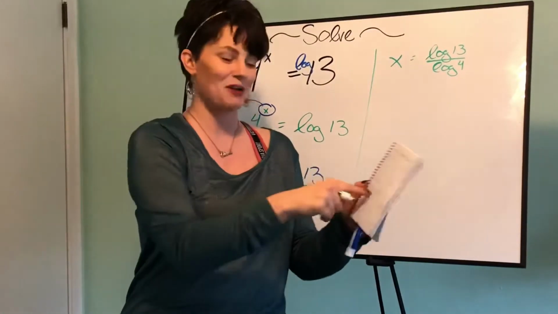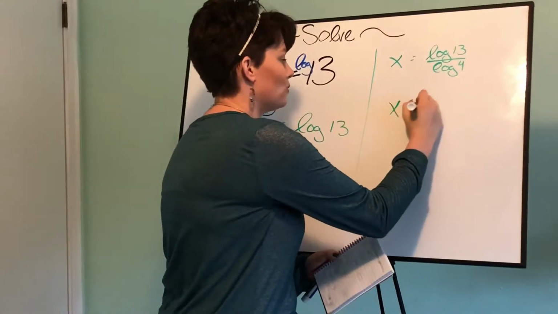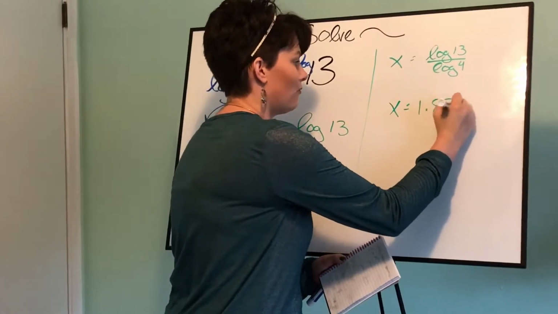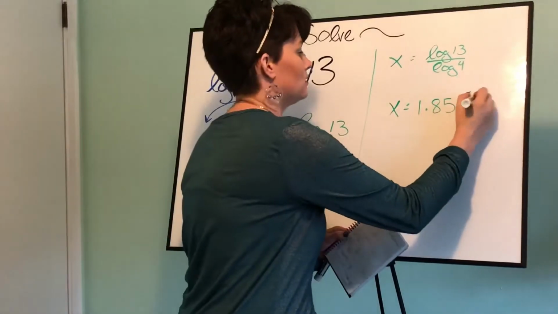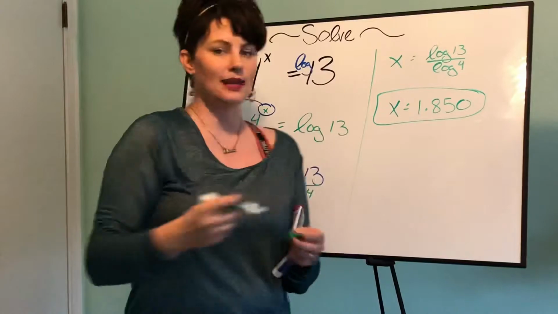Or if you were to type that in your calculator, you would get, and I just magically know this obviously, no, I did it before, you would get x equals, I always round to the thousandths, so x equals 1.850. And that's the answer, you've solved it.